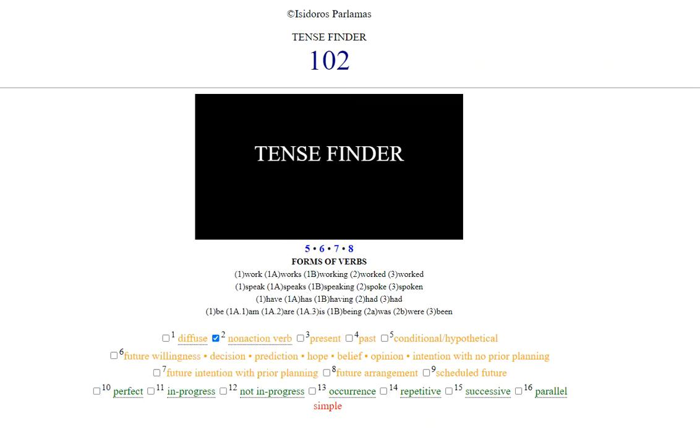So we have to be careful and see if the verb is action or non-action. Okay, and the present is the present, it's self-explanatory. The past is the past, and conditional is conditional or hypothetical.